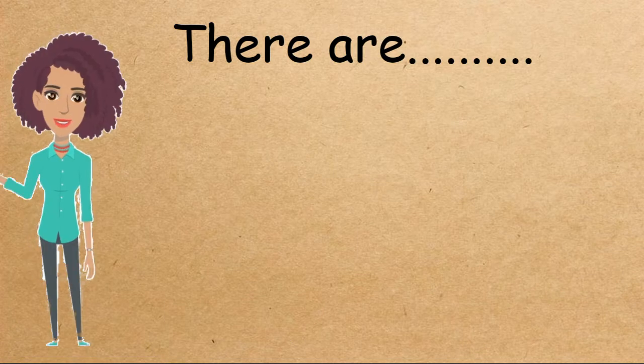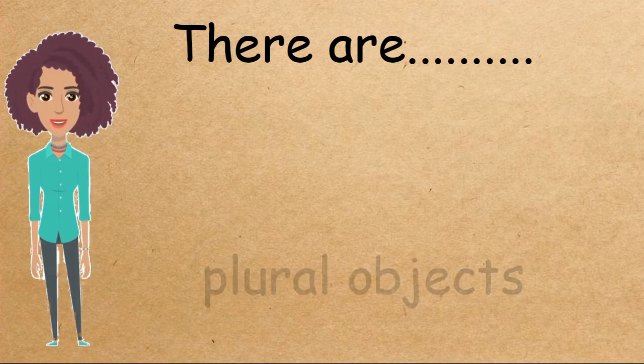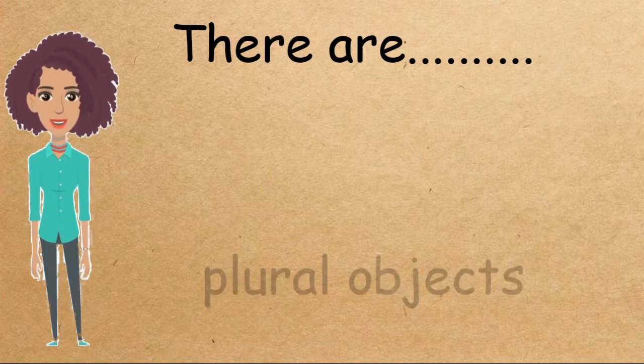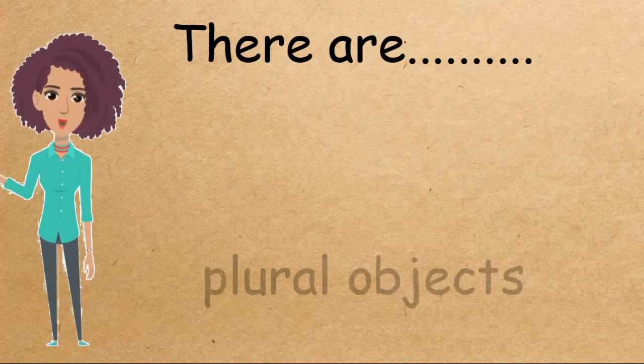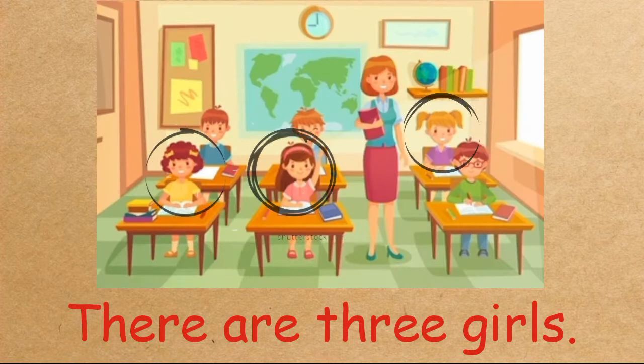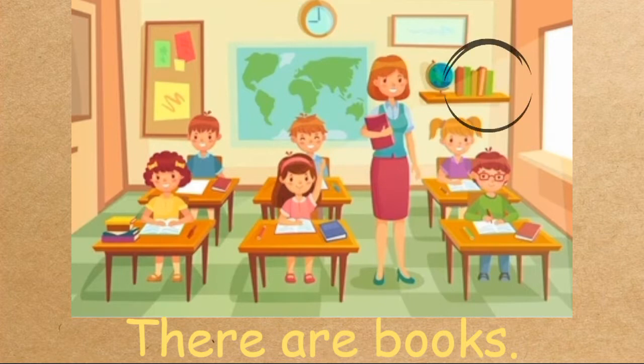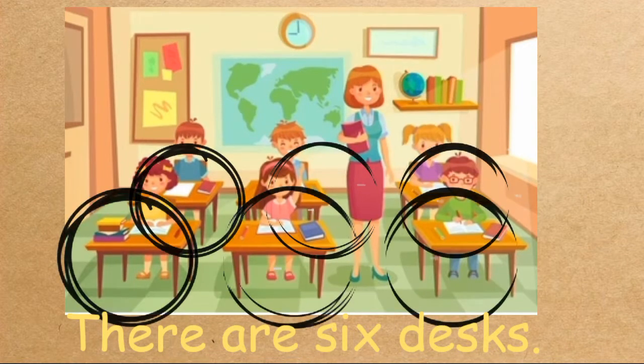We use there are to describe plural objects. There are 3 girls. There are 3 boys. There are books. There are 6 desks.